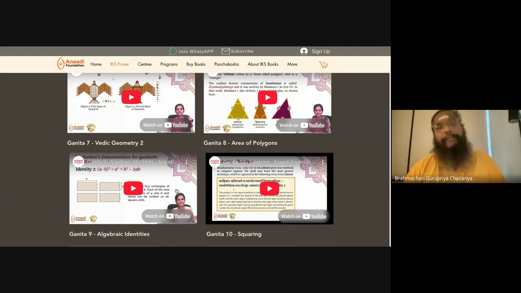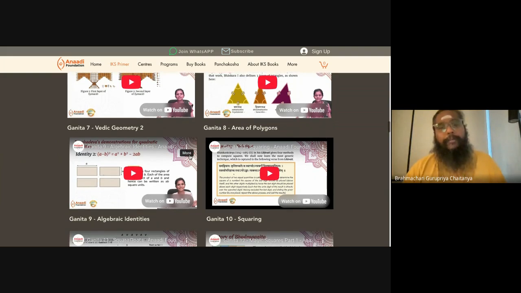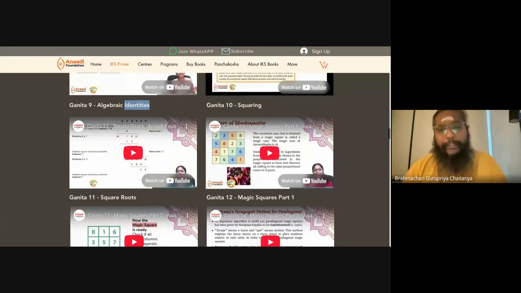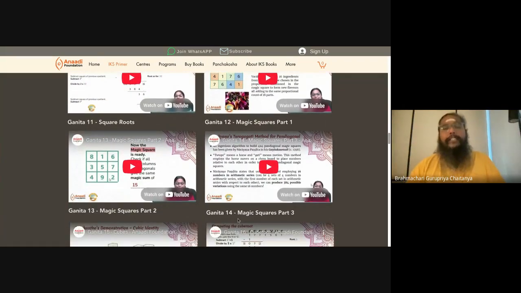We have touched a bit of them. There are a few new concepts. I would, however, welcome you. 9, we might have completed it fully. However, Ganita 10 and 11 have square roots that might interest you very well. And magic squares part 3 is a very complex Turagagati magic square that is also very interesting.